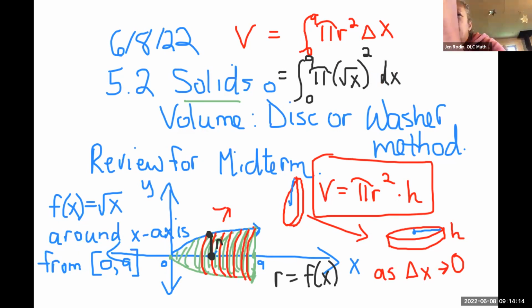So that would be our volume from, okay, did I get it all in there? Yeah, 0 to 9, and that's on the x-axis. Pi r squared turns into pi square root of x squared times dx. So it's all about the x in this one. If it was the other way, everything would be in terms of y's, but we're doing this one this way first.